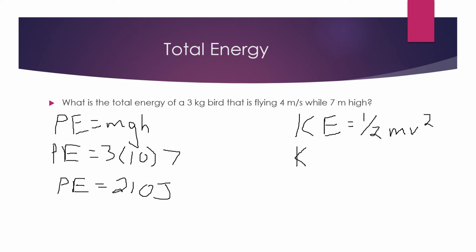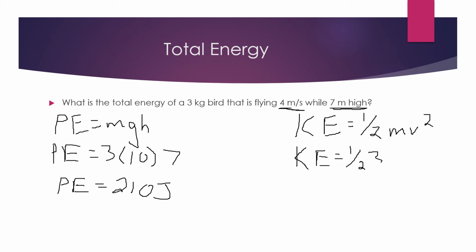For kinetic energy, by the way, a lot of people, whenever I go over this, they're like, but wait, Pizzuto, we didn't use the 4 yet. Well, the reason we didn't use the 4 in the potential energy equation is because the 4 is the velocity. Some people will go ahead and put the 4 in for the g just because they see the number there, they want to plug it in. You have to remember how everything connects. Velocity doesn't connect to potential energy. So we didn't use the 4 in the potential energy equation. We're not going to use the 7 in the kinetic energy equation either, because height doesn't connect to kinetic energy.